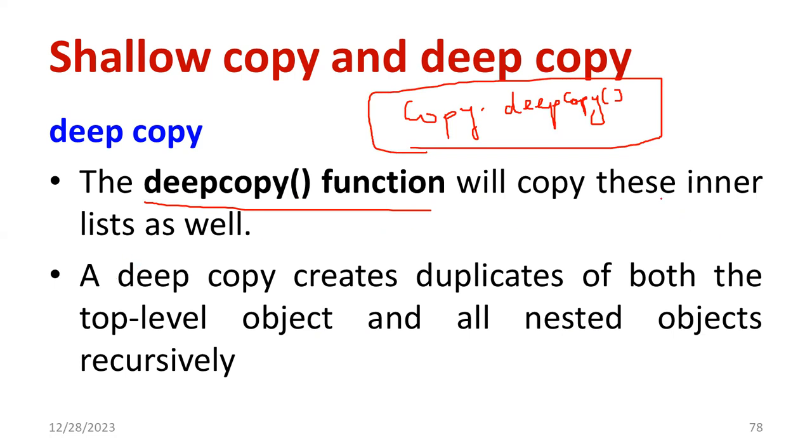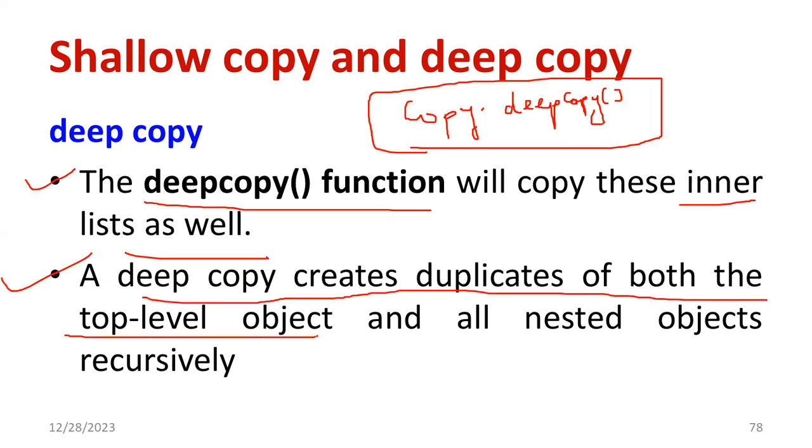It will copy the structure and the inner list also. That is a specialty of deep copy. The peculiarity of deep copy is that it creates duplicates of both the top level object as well as the nested object recursively. Remember this, top level object as well as nested object. That means it will copy the structure as well as the internal content. That is a specialty of deep copy. So you need to use the deep copy function.